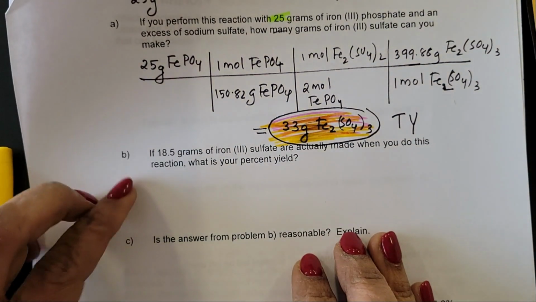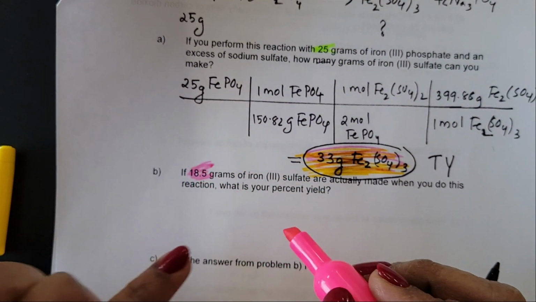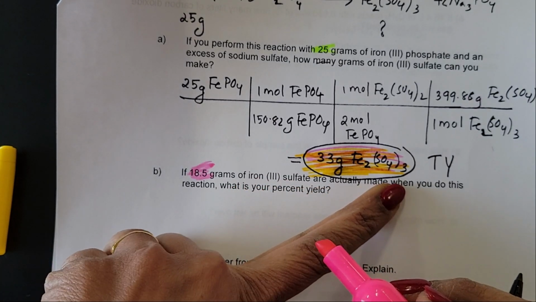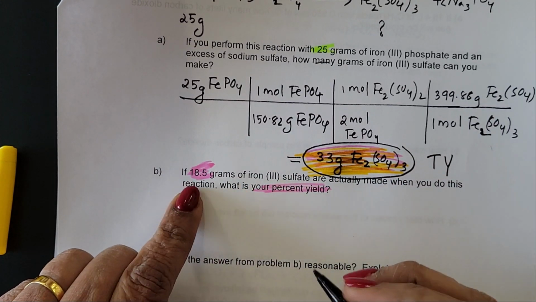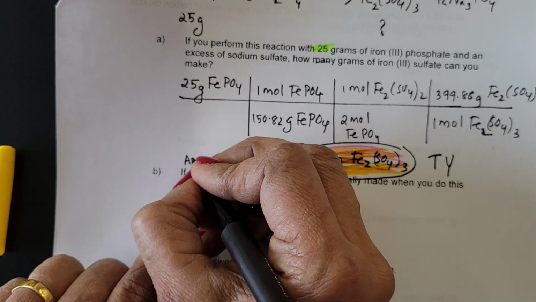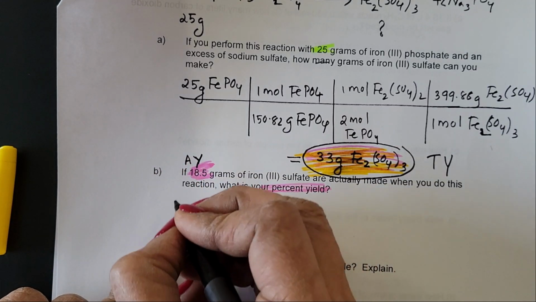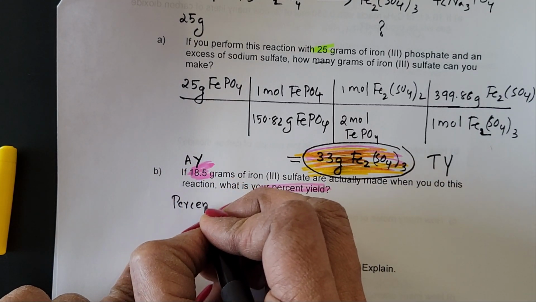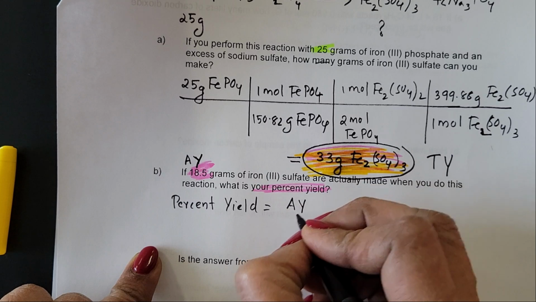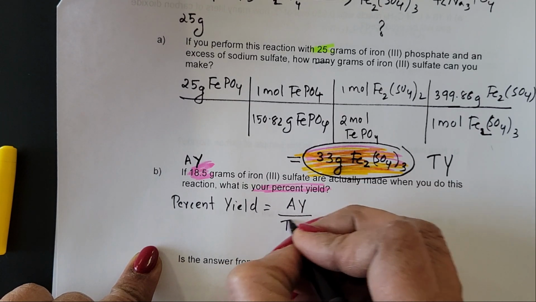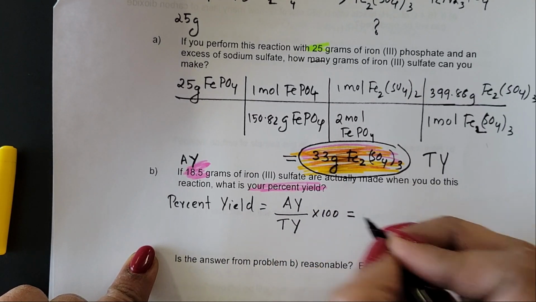Okay, next question. It says, if you produced this much gram of iron 3 sulfate, what is your percentage yield? Okay, so 18.5 is the amount produced in lab, which is called actual yield. So if you want to calculate percent yield, the equation is actual yield over theoretical yield and multiply that with 100 to convert that into percent.